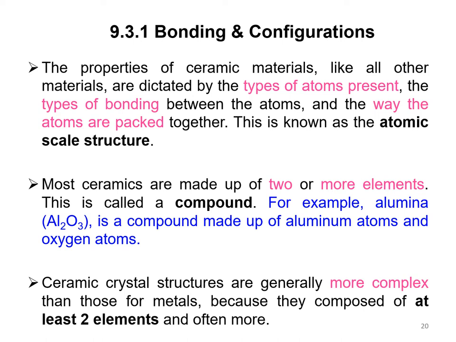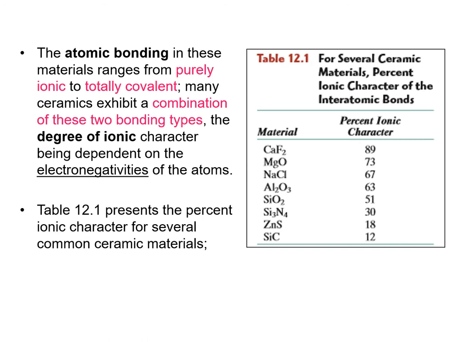Ceramic crystal structures are generally more complex than those for metal because they are composed of at least two elements and often more. The atomic bonding in this material ranges from purely ionic to totally covalent. Many ceramics exhibit a combination of these two bonding types, the degree of ionic character being dependent on the electronegativities of the atoms. If you look at table 12.1, several ceramic materials with their respective percent of ionic character have been listed in the table.